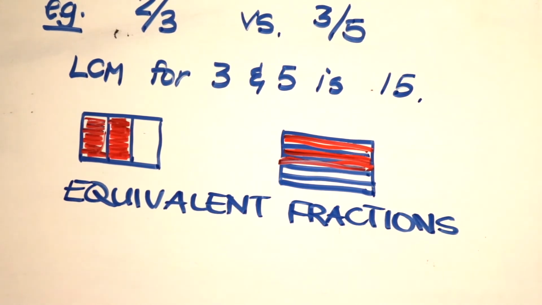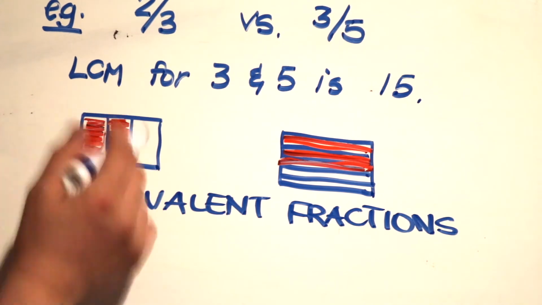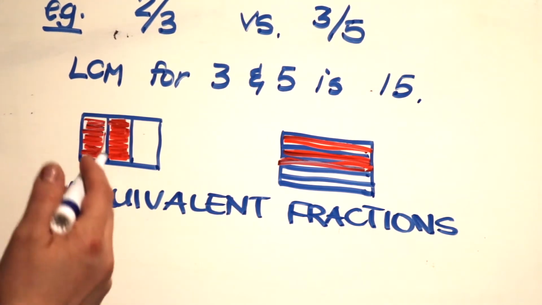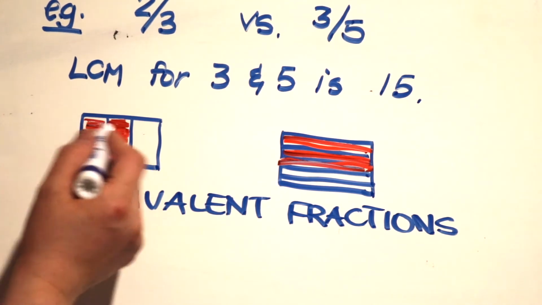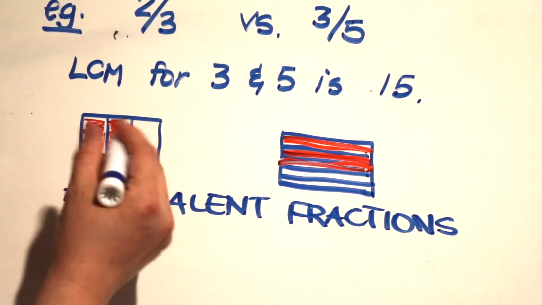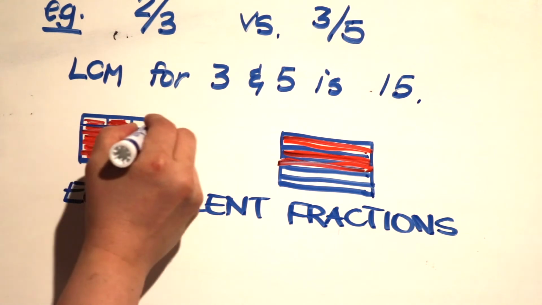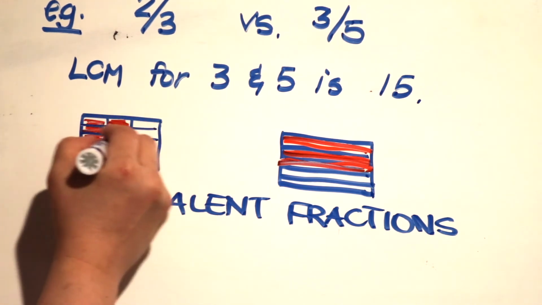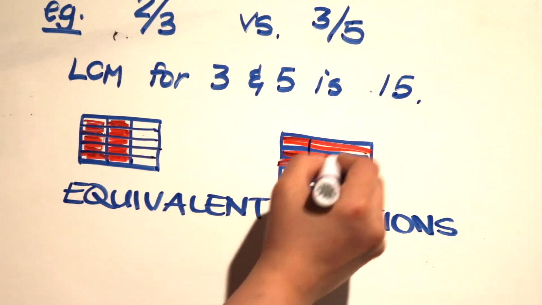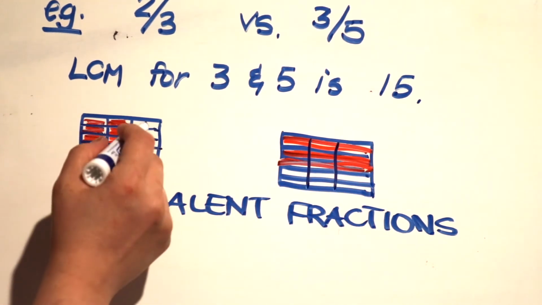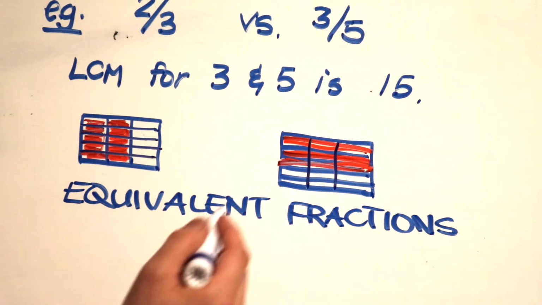So when we make equivalent fractions, what we're doing is we're actually further dividing this whole into more parts so that they both now have the same number of parts. So to make this thirds into 15 parts, we want to divide it into further fifths. And for this one, we're going to divide this into thirds. As you can see, now we have 15 parts for both of these.